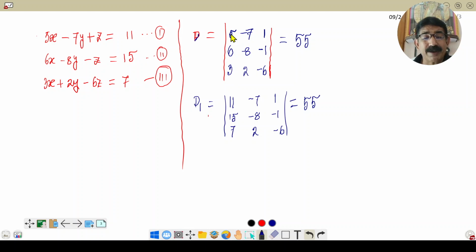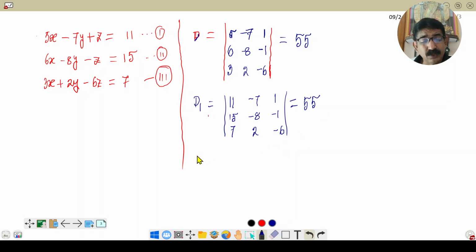Similarly, this particular column will be replaced by 11, 15 and 7 in case of D1. So D1 is equal to 11, 15 and 7, and other columns are as they are, minus 7, minus 8 and plus 2, plus 1, minus 1 and minus 6. After expansion, you will get it is also 55.